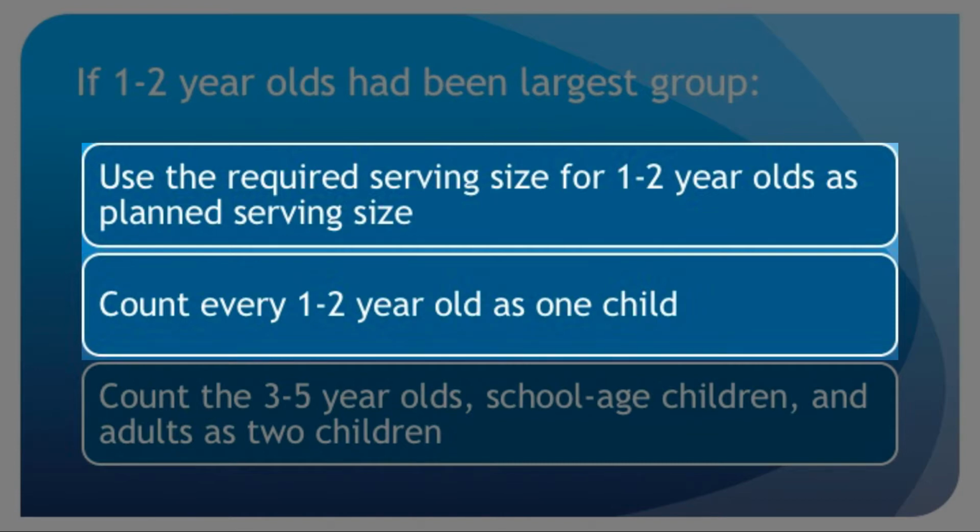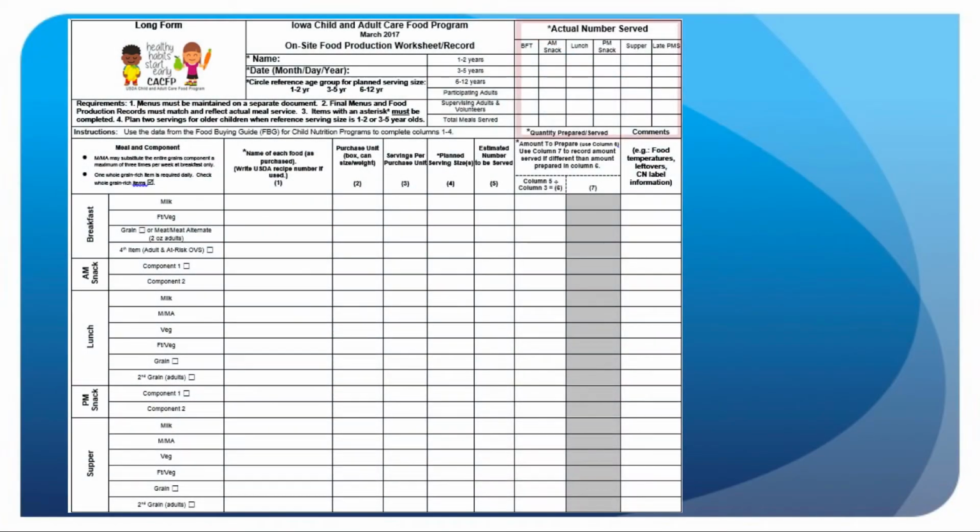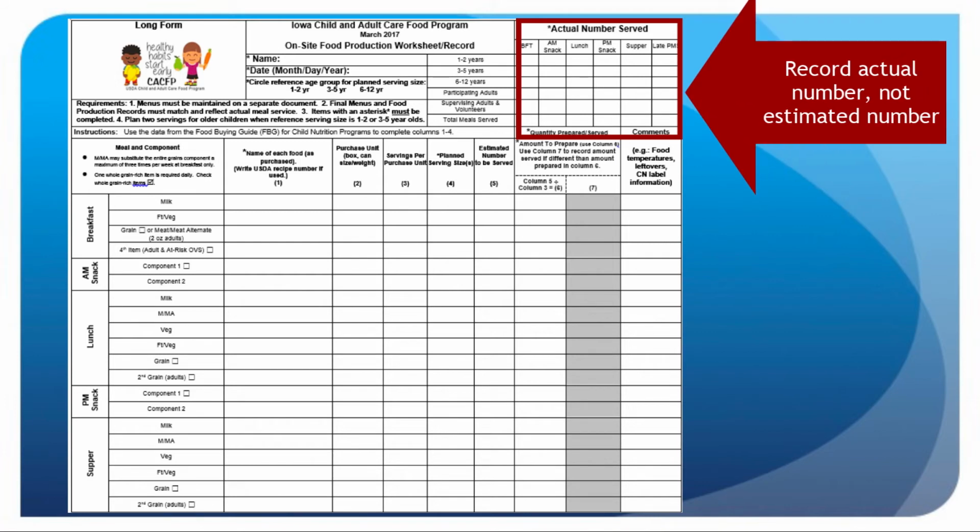Count the 1 to 2-year-olds as one child and count the 3 to 5-year-olds, school-age children, and adults as 2 children. When recording actual numbers served in the upper right-hand corner of the food production record after the meal is served, you will record the actual number, not the estimated number that may have been multiplied.